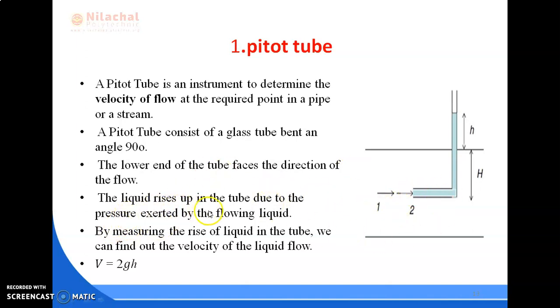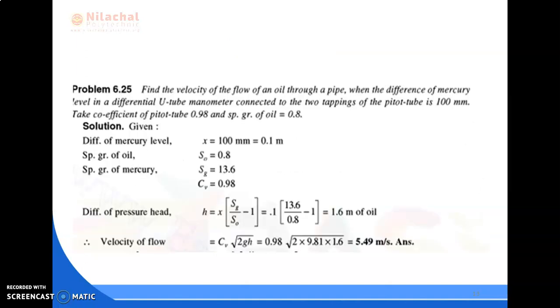The liquid rises in the tube due to the pressure exerted by the flowing liquid, and by measuring the rise of liquid in the tube, we can find out the velocity of the liquid flow. For calculation of the velocity, we apply the formula V equal to square root of 2gh. So, let us solve a problem.